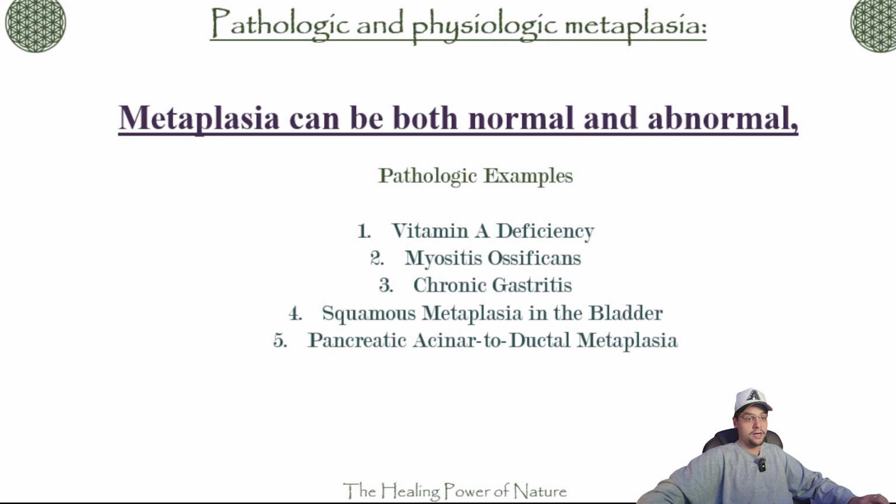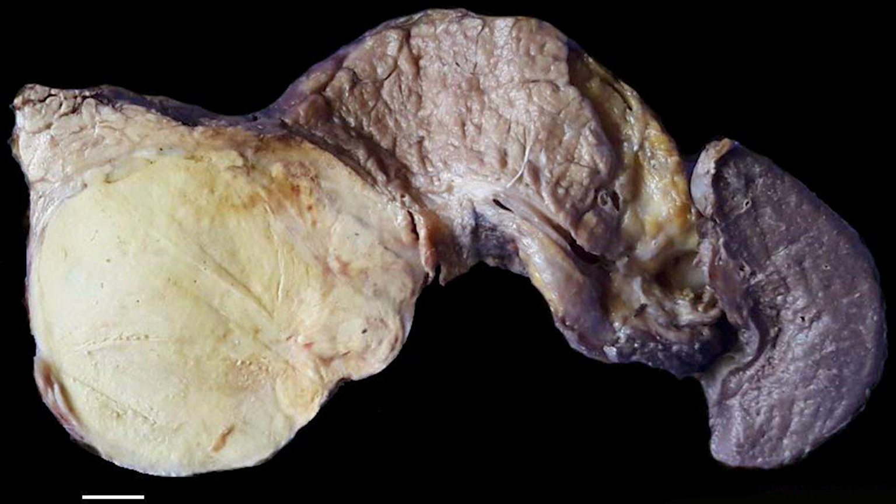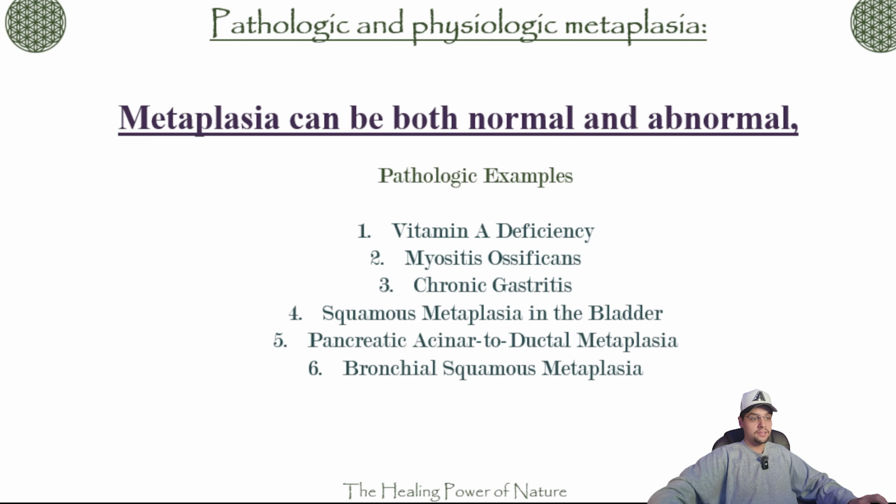Pancreatic acinar to ductal metaplasia. So chronic pancreatitis triggers transformation of acinar cells into ductal-like cells, which is a precursor to pancreatic cancer. And lastly, bronchial squamous metaplasia.